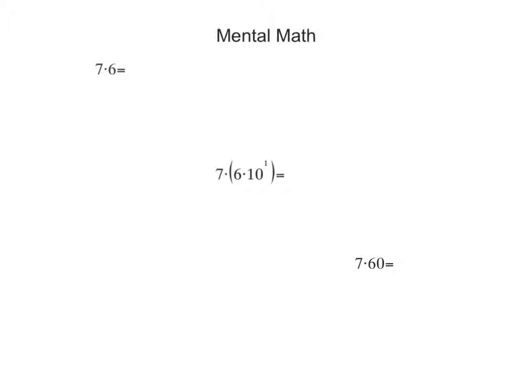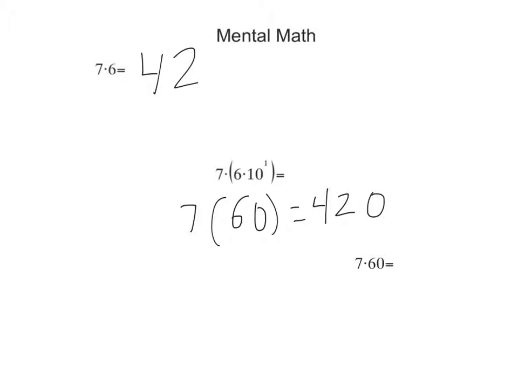So for the first one I have here, 7 times 6, that's a simple multiplication problem, and I know my answer is 42. For the next problem, if I think about please excuse my dear Aunt Sally, I have to do the parentheses first. I have to actually do the 6 times 10 to the first, or 6 times 10 is equal to 60, and then I have to do the exponent of 1, which would just leave it at 60, and I'm going to redo that and have 7 there. So now I have to do 7 times 60, which is equal to 420. And my last problem on this page, 7 times 60 is actually equal to 420.